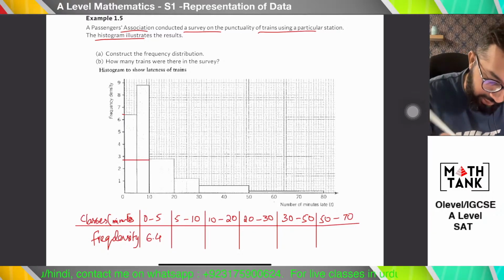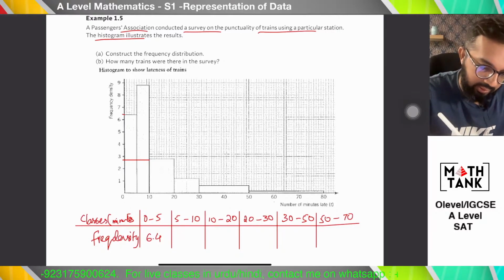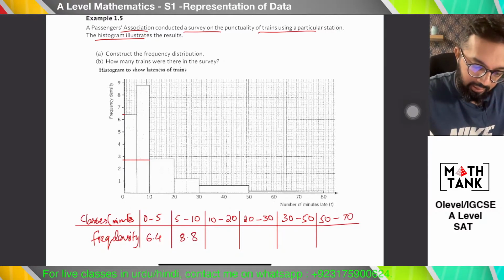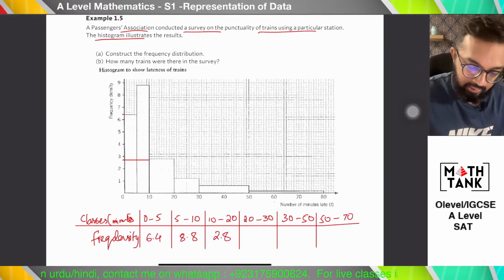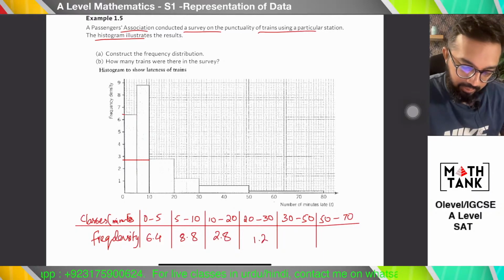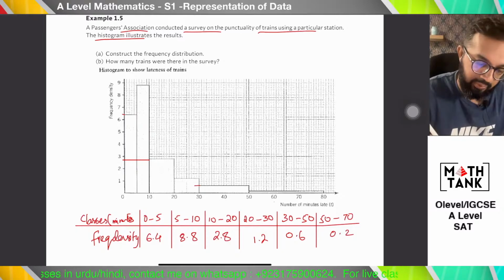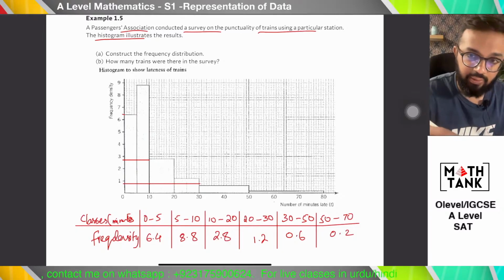This looks about 2.8. Okay, I didn't write that one. That's 8.8. And then I have 2.8. And then I have 1.2, 0.6, and 0.2. Okay, I have all of these.